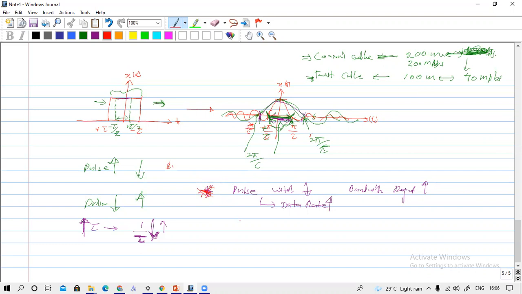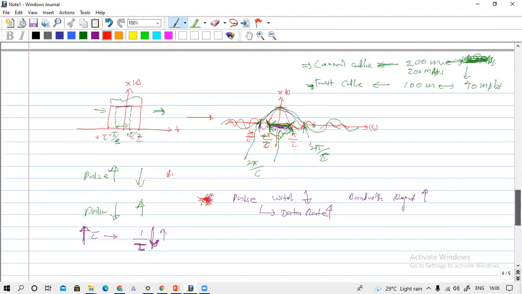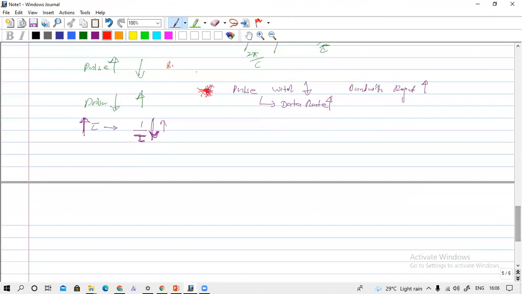So did you understand this? Okay. So if I tell it again, that is the thing we understand with this spectrum. So we know that, again I will write. Pulse width low means data rate high. That means bandwidth required is high. Pulse width is low, like this pulse. So data rate is high. Bandwidth is also high.